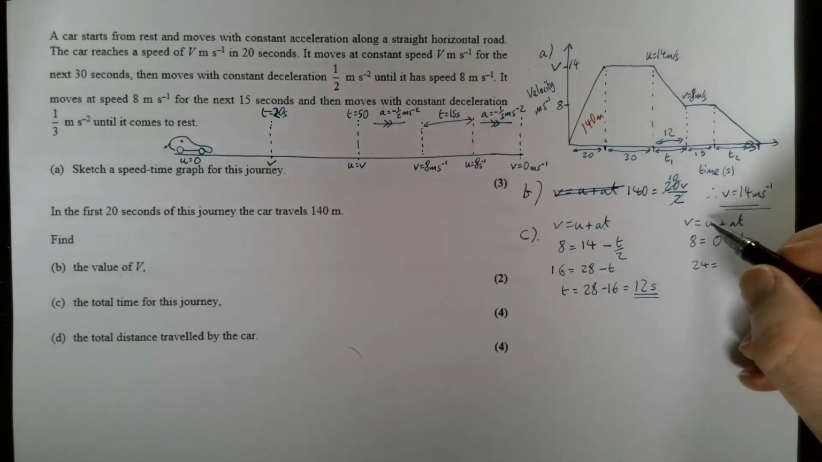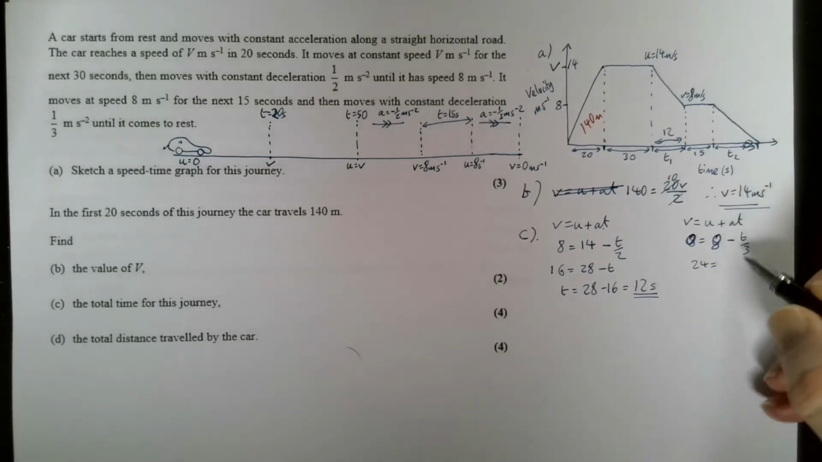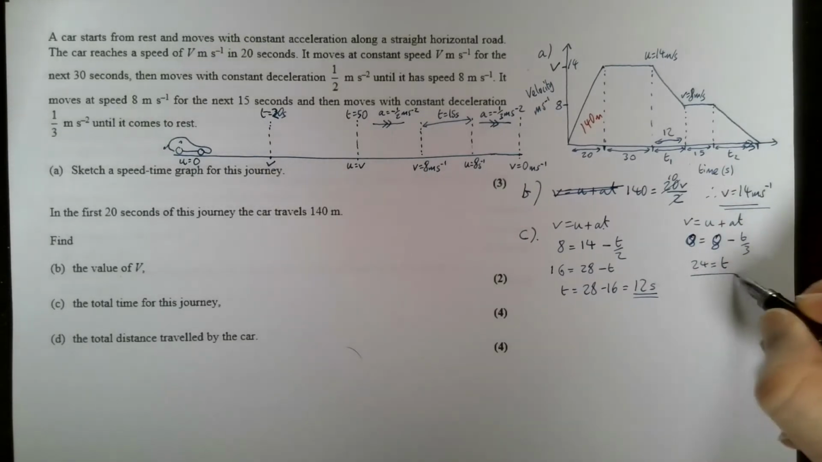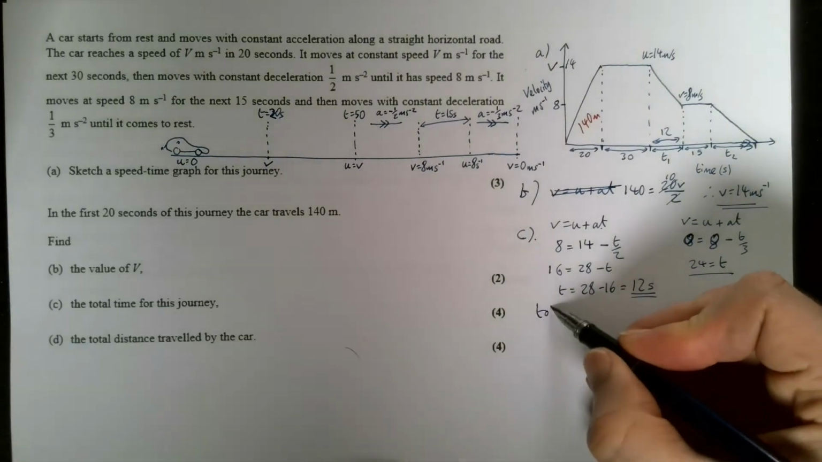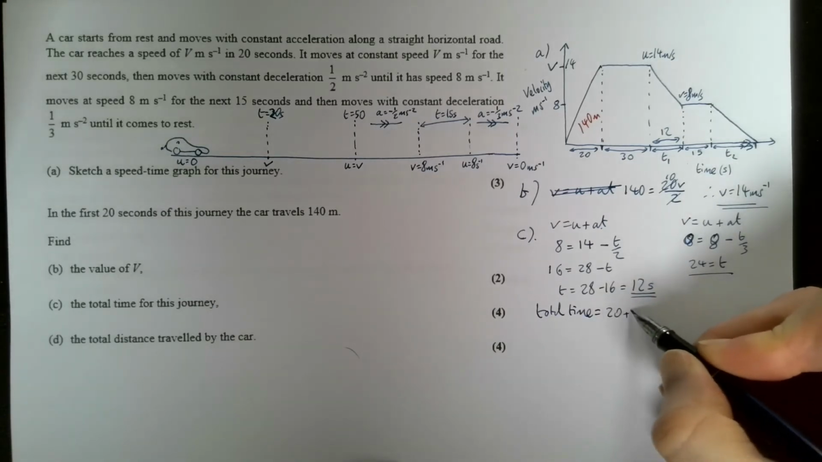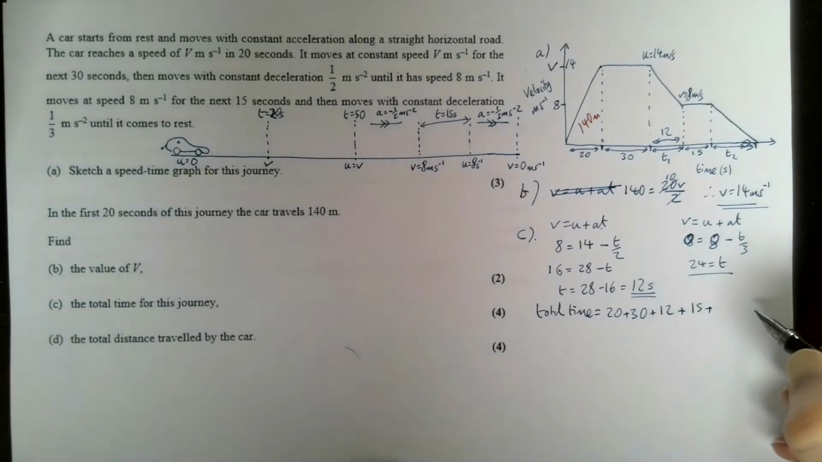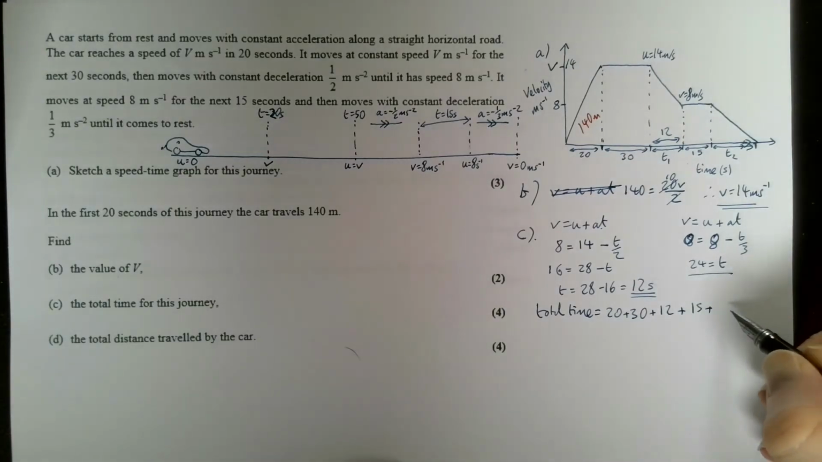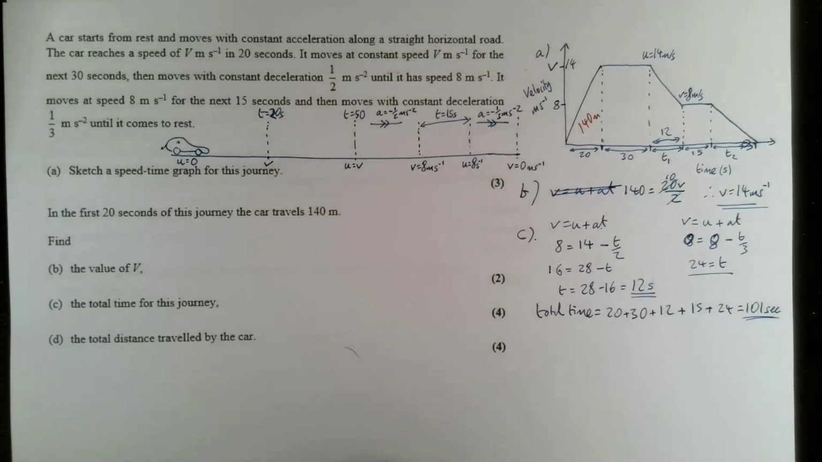I've written that the wrong way around, haven't I? It's 0 there and 8 there, but 24 will be t there. So our total time is going to be 20 plus 30 plus 12 plus 15 plus 24, which all comes up to 101 seconds.